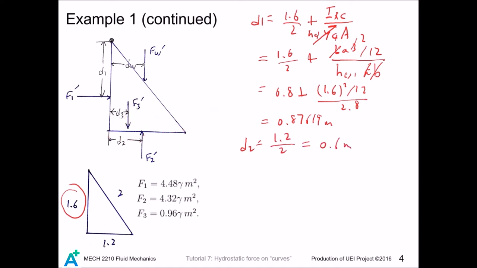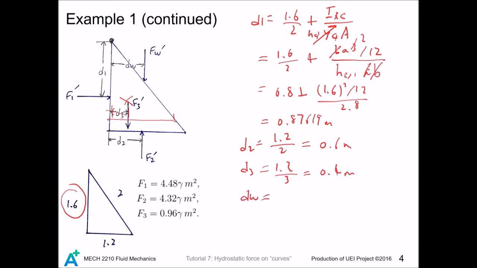And for the third one, the weight of the water acts through the CG of the water. CG is just nothing but the centroid. So this is just the centroid for the triangle, and this length is 1/3 of this length. And we write it down. D3 equals 1.2 divided by 3. That's 0.4 meters.